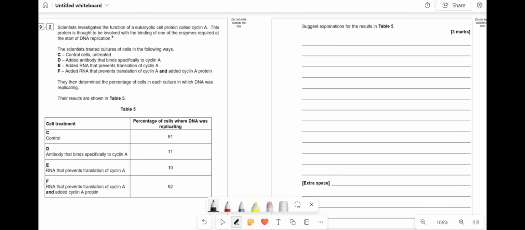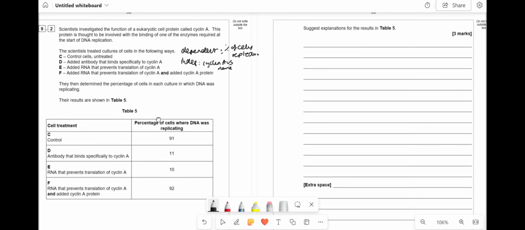Now it says, the scientists investigated the function of a eukaryotic cell protein called cyclin A. It's thought to be involved in the binding of one of the enzymes required at the start of DNA replication. So what they did is they treated cultured cells in the following ways. They had control cells, they added an antibody that binds to cyclin A, they added RNA that prevents the translation of it, and then also added cyclin A protein. So effectively their independent variable is cyclin A versus none, and their dependent variable is what they're measuring: percentage of cells with DNA replicating.